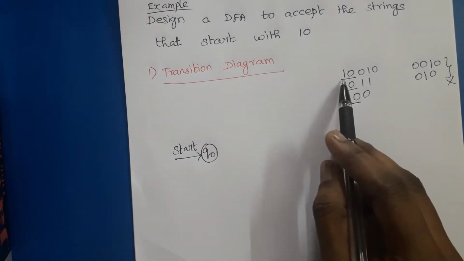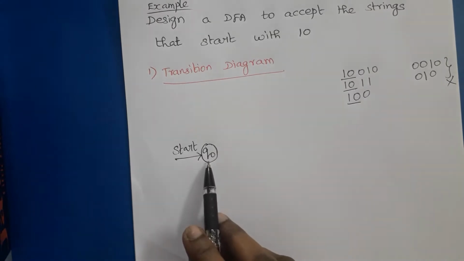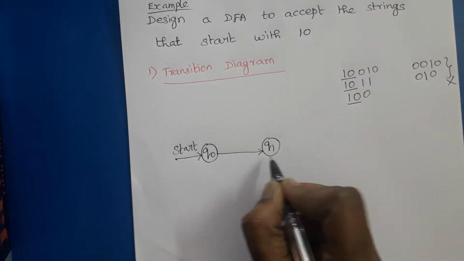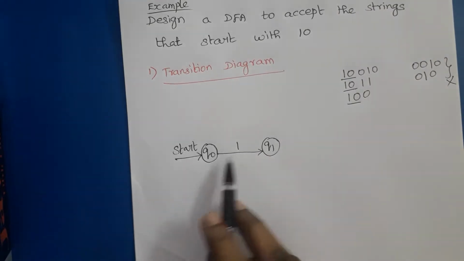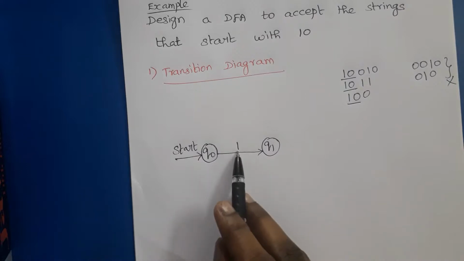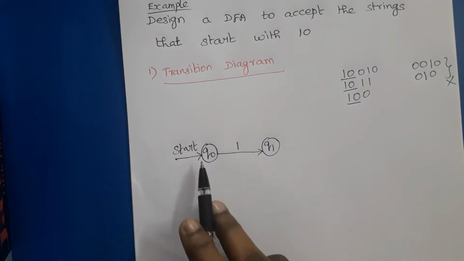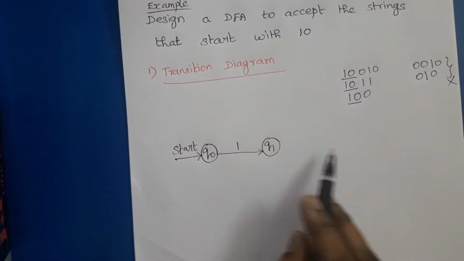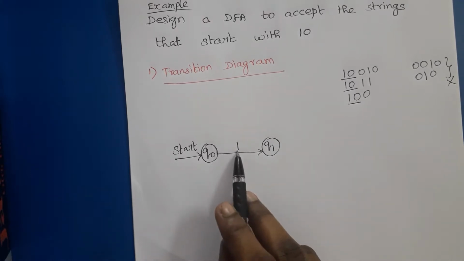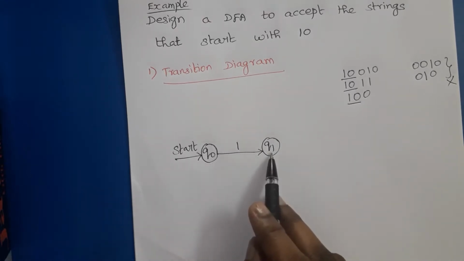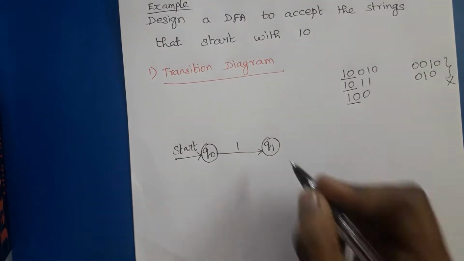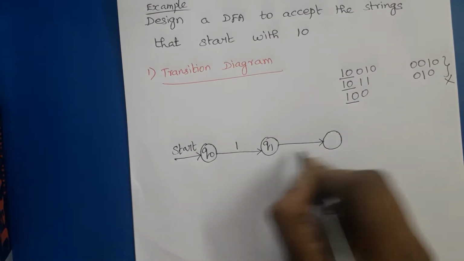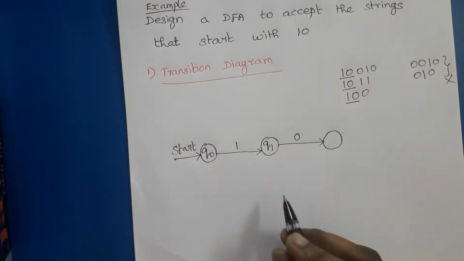And the string must start with 1. So from Q0 to Q1, draw an arc, and that arc should be labeled by 1. That is, if the first symbol of the input string is 1, then our transition must change to Q1. That is, we need to reach our final state. So if 1 is the input symbol, then the state should change to Q1. And the next input symbol must be 0. So from Q1 to Q2, draw an arc, and that arc should be labeled by 0.